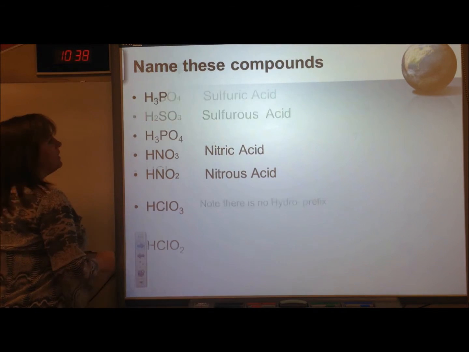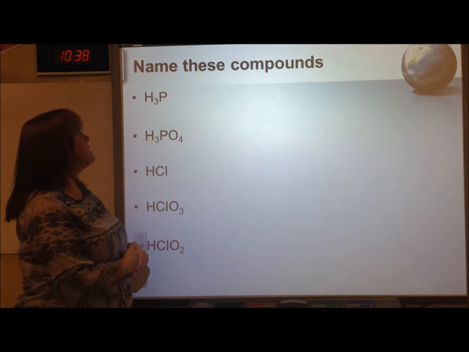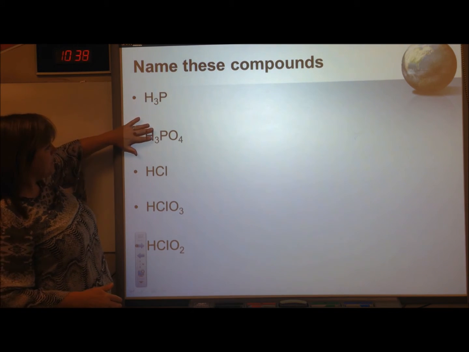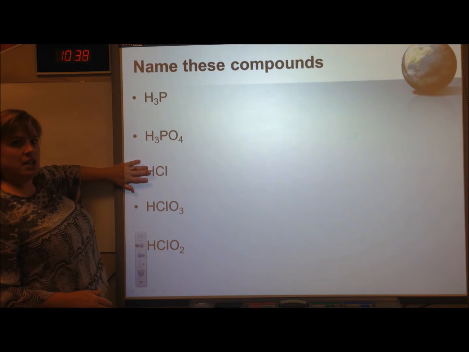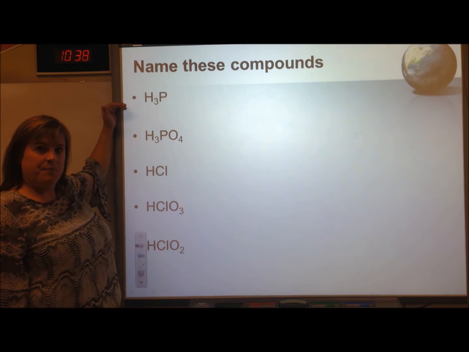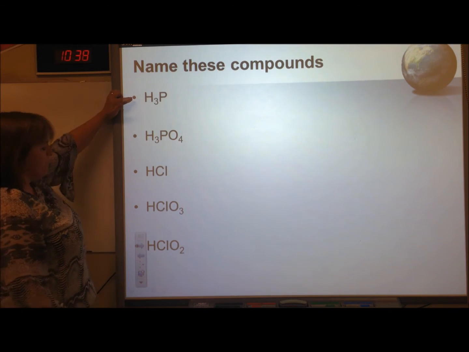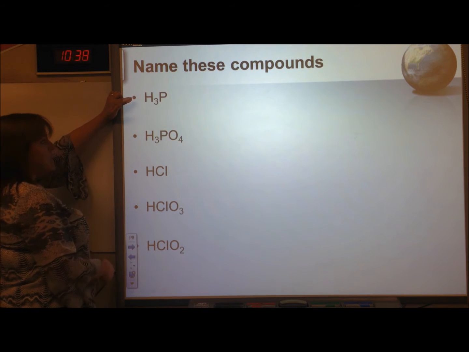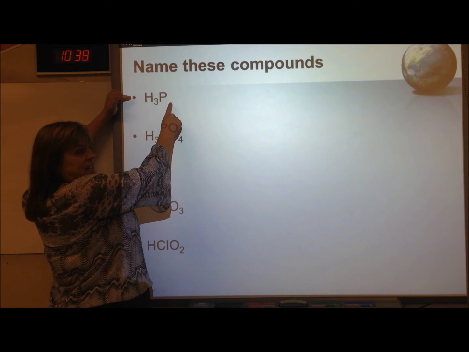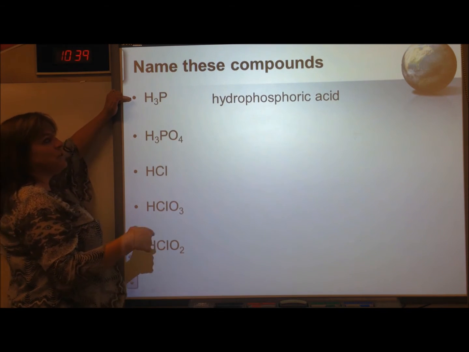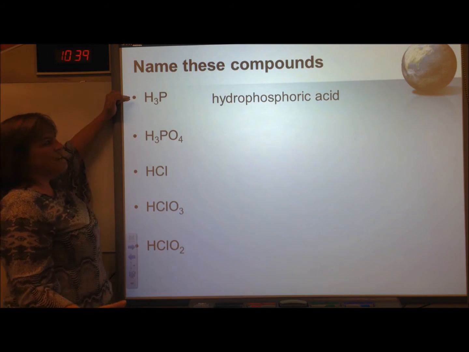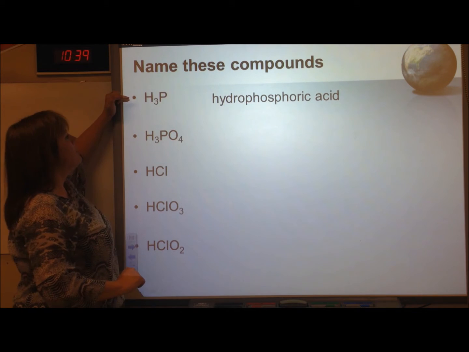All right, how about some practice? Now notice there's no polyatomic ion here, but there's a polyatomic ion here. There's none here, but there are here. So pause the video and see if you can name these correctly. For this one, because there is no polyatomic ion, we say hydro. Then we name the nonmetal, which is phosphorus, and change the ending to ic acid. So you should say hydrophosphoric acid. And if you said hydrophosphic acid, I'd be totally cool with that.